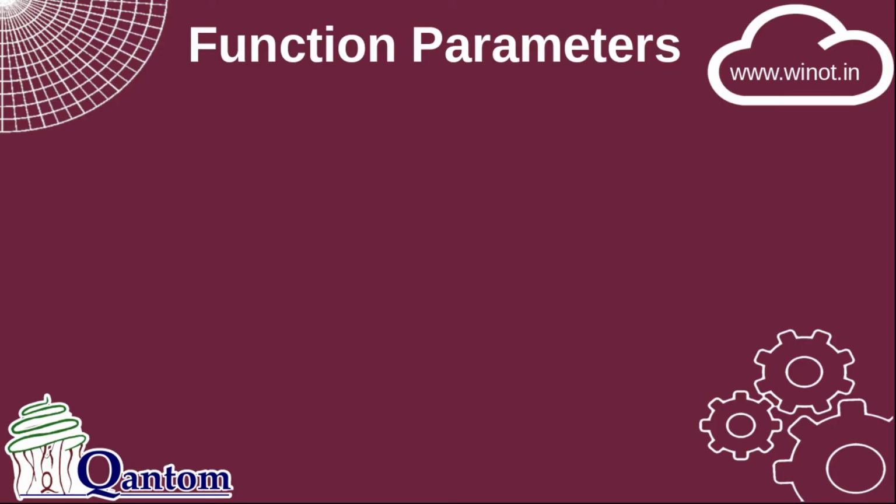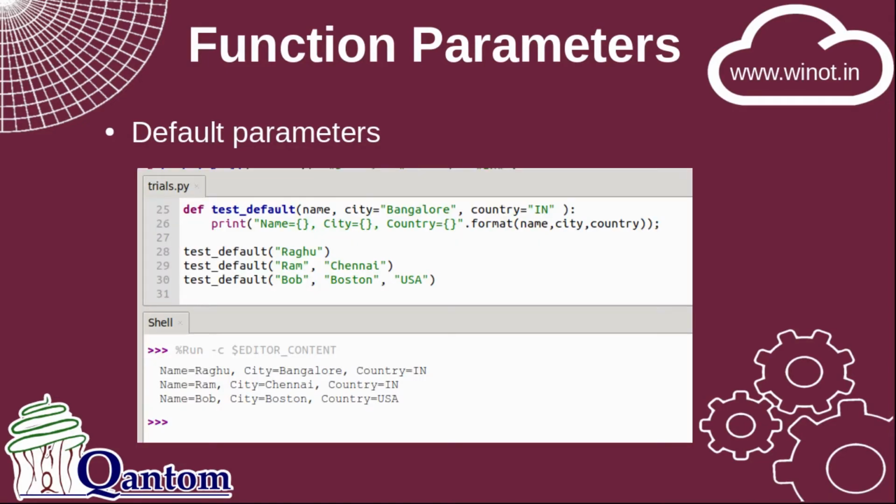Default parameters. The next type of parameters is default parameters. Python allows programmers to define functions by assigning default values to the parameters. Such functions can be called by either passing values to these parameters or skipping these parameters. If a caller skips these parameters, then the default values will be used.